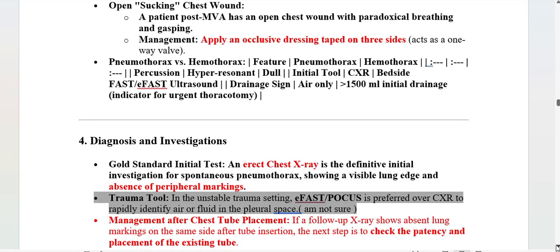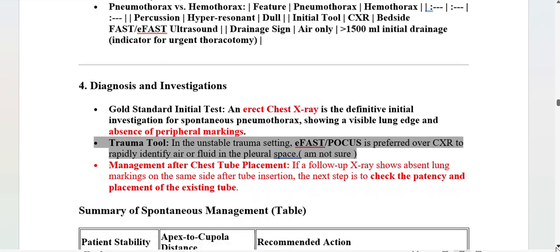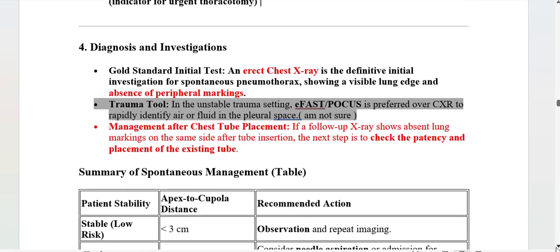If the patient comes to you with pneumothorax as well as hemothorax, what are you going to do? We will do chest tube drainage. Percussion: hyperresonant, dull. Initial tool is X-ray; first of all we have to do the X-ray, and most of the time at the bedside we will do the FAST scan. Draining sign: if the hemothorax is more than 1500 ml on initial drainage, then we will do thoracotomy. Otherwise, initially we do chest drainage, if the patient is vitally stable.